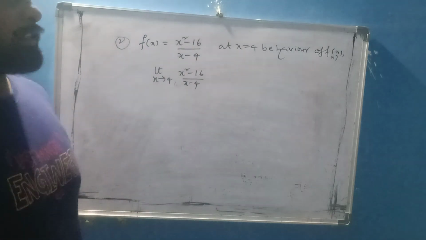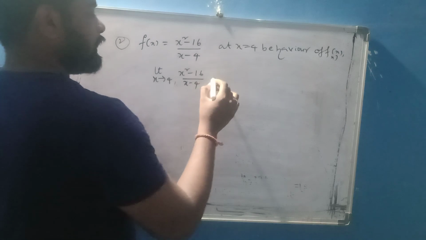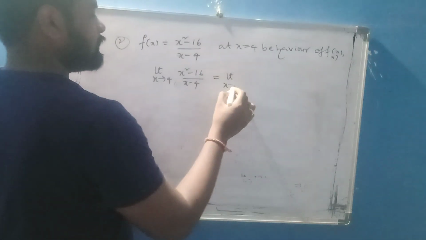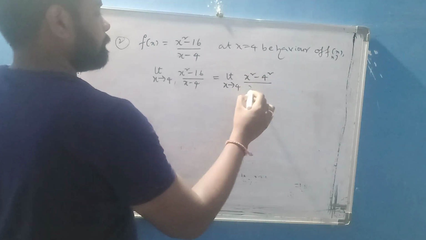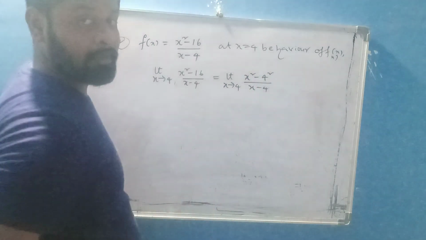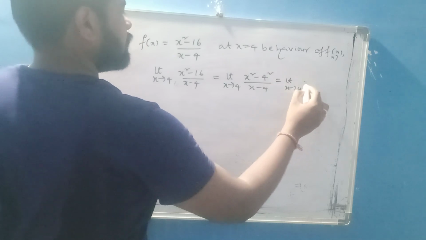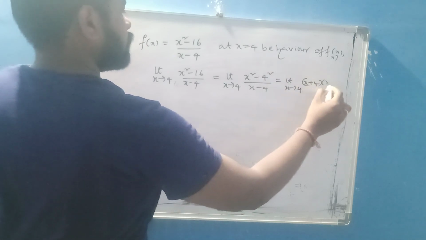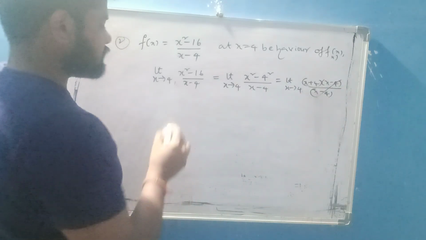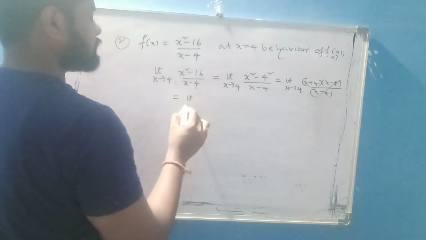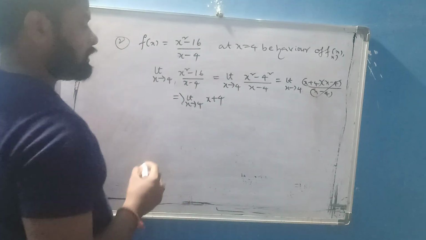I am taking limit x tends to 4, applying that condition, x square minus 16 by x minus 4. Here x square minus 16 is x square minus 4 square only, by x minus 4. Here the a square minus b square formula applies. Limit x tends to 4, x plus 4 into x minus 4 by x minus 4, cancel. We get limit x tends to 4, x plus 4.